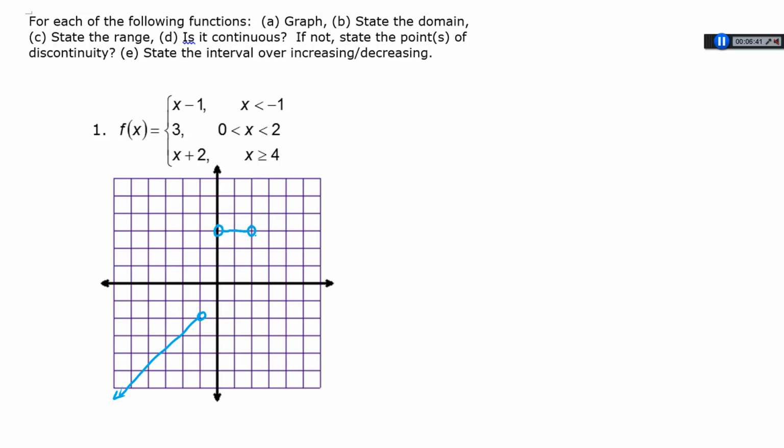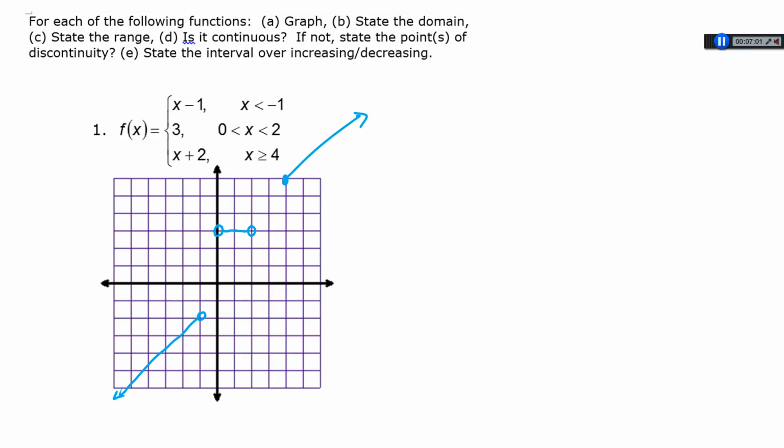Now we're at x plus 2 when x is greater than or equal to 4. 1, 2, 3, 4. So we're at x plus 2. So 4 plus 2 is 6. 1, 2, 3, 4, 5, 6. So we get a solid dot there. Finally, we get a solid dot because we have that equal sign. And then we have a slope of +1. And that's all there is to it.